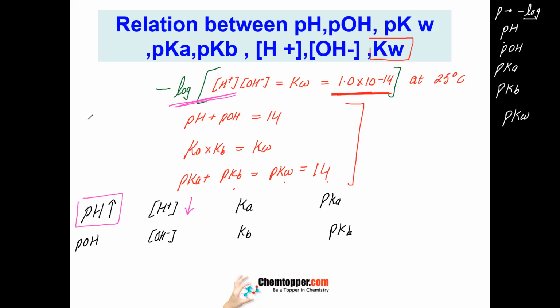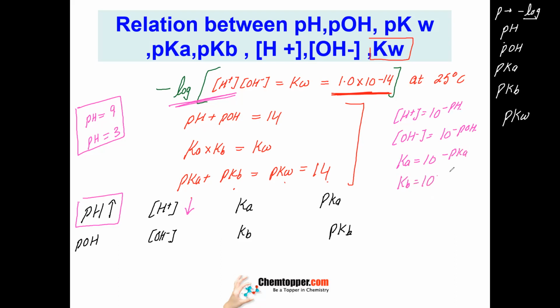We did questions like, for example, if pH is 9 and if pH is 3, out of these two, which one is acidic? Answer this, pH 9 or pH 3? Which one is acidic? pH 3 is acidic. Then remember we did one more equation that concentration of H plus is 10 raised to power minus pH. And the concentration of OH minus is 10 raised to power minus pOH. Similarly, Ka will be 10 raised to power minus pKa. Kb is 10 raised to power minus pKb. All these equations we practiced in the last class.